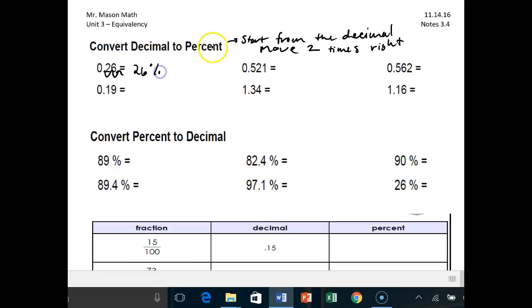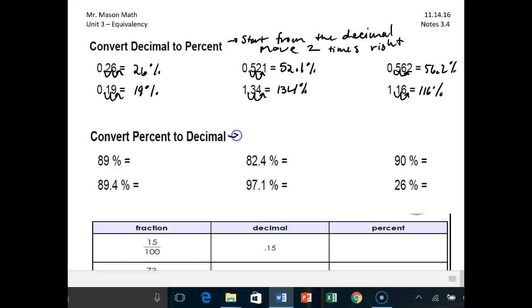So what do we get? We get 26%. Start from the decimal once, twice. What do we get? We get 52.1%. Once, twice, what do we get? We get 56.2%. Once, twice, 19%. Once, twice, 134%. And once, twice, 116%. Okay, very straightforward.